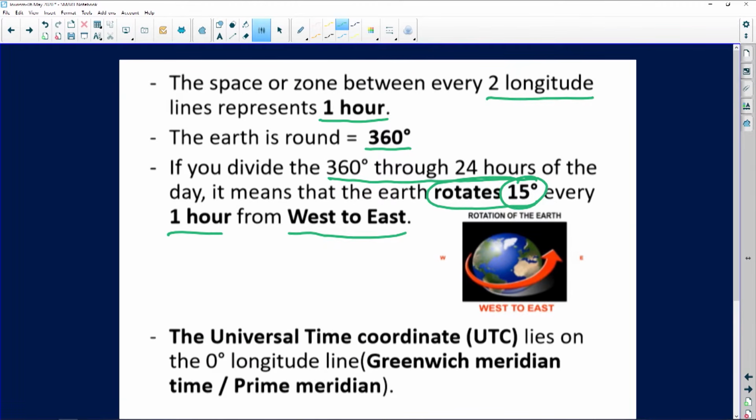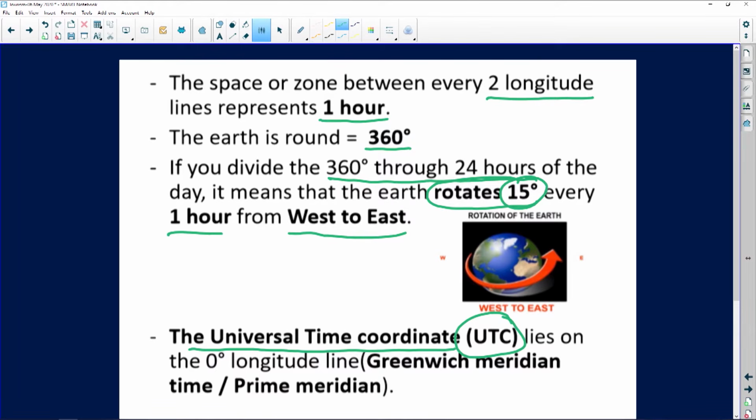We have a very, very important line of longitude that we have to work with. It's called the Universal Time Coordinate. Now, most of the time you'll see the acronym. So it's very important to know all your acronyms in tourism as well, also known as the UTC.